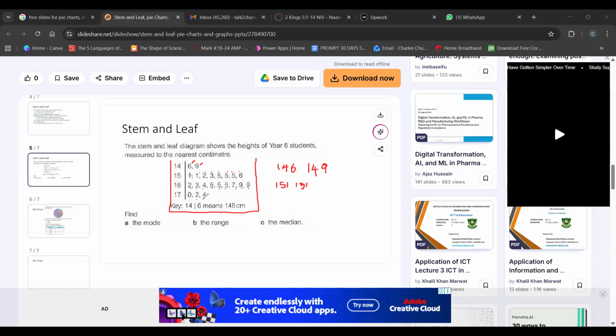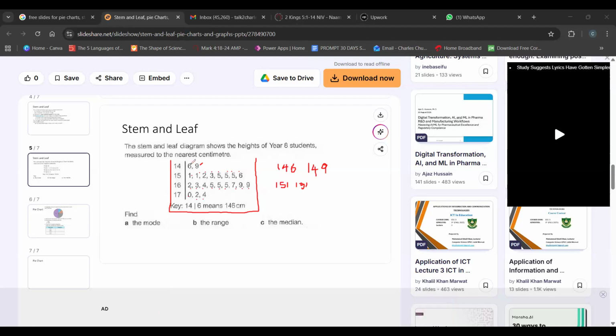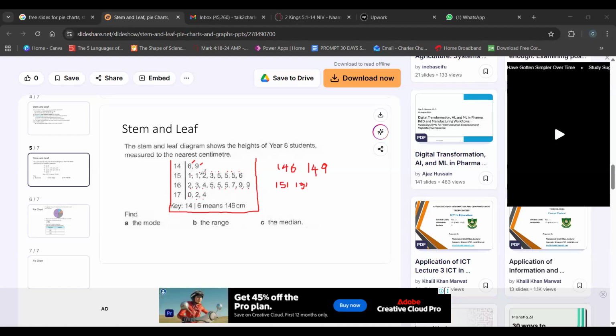Would it be the 11th and 12th number that you have to add and then divide by two? Yes. So let's establish that. One, two, three, five, 6, 7, 8, 9, 10, 11. 11 is this one, and then 12. So it'll be 162 plus 163, divided by two.